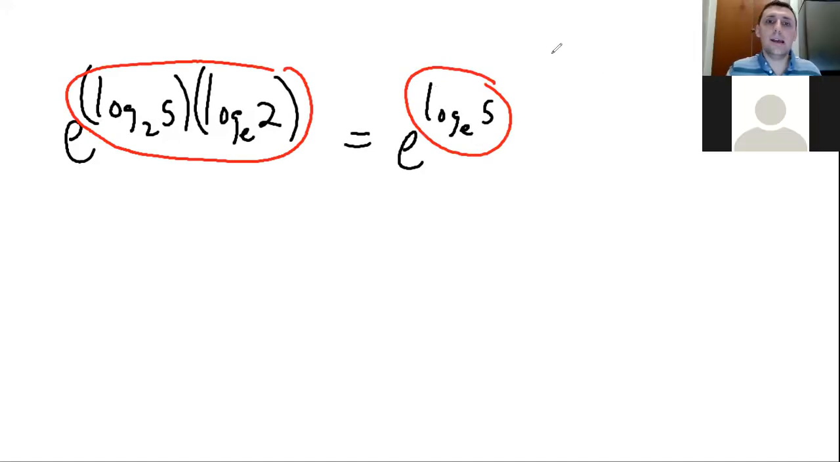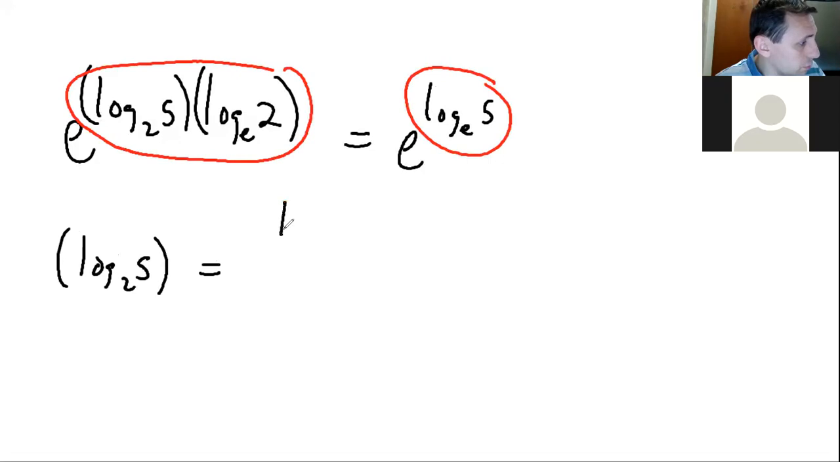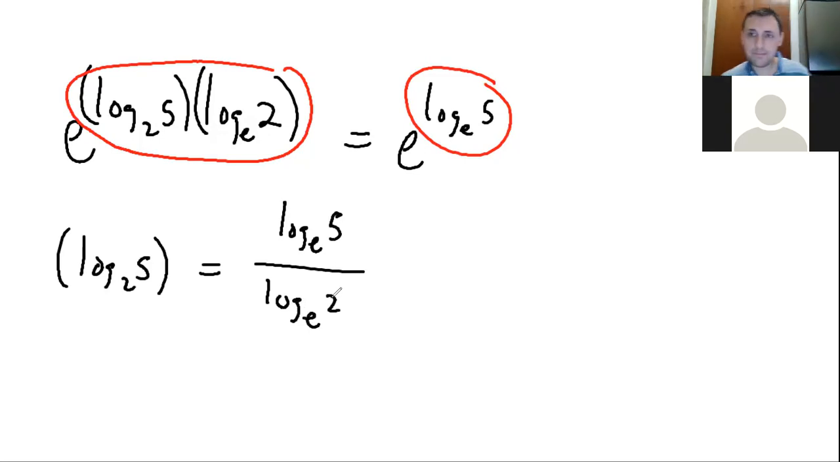Understood? So I can now solve this equation. I say that log base 2 of 5 is equal to log base e of 5 divided by log base e of 2. You understood my explanation so far? So log base 2 of 5 can be calculated as a ratio of two logarithms base e. So I can always change from one base to another. That's what I'm saying. Do you understand? Confirm if you do.